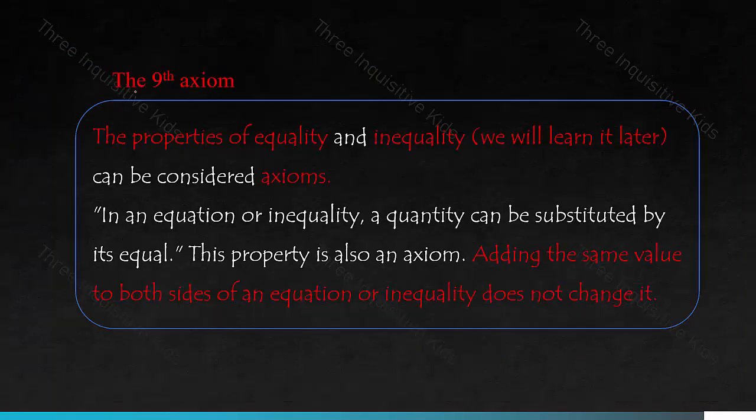The 9th axiom is the property of equality and inequality. We haven't really learned about it yet. So in an equation or inequality, a quantity can be substituted by its equal. So this property is an axiom. Adding the same value to both sides of an equation or inequality does not change it. The 9th axiom is algebra. Basically, all of algebra is based off of this one axiom.